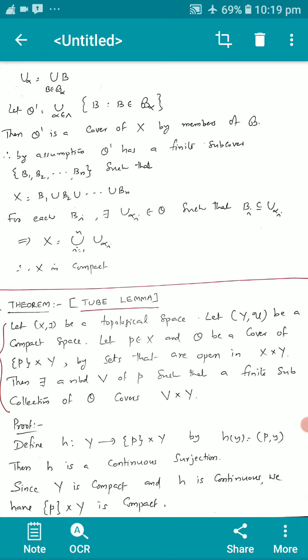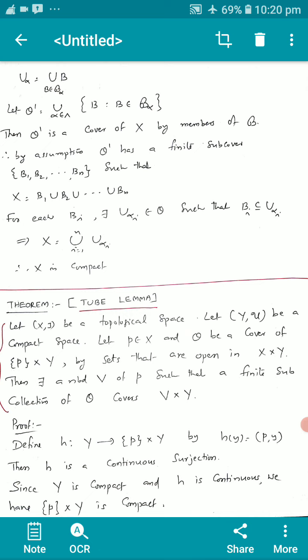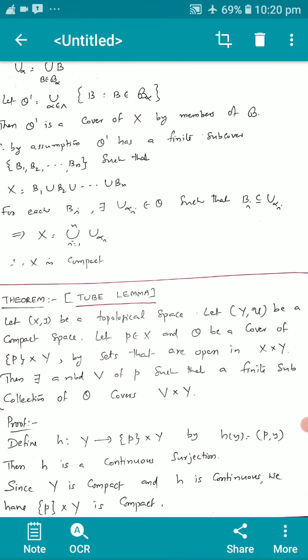We call it the tube lemma because a point P is taken and the other one is {P} cross Y. So in the cross product set {P} cross Y, you take any small y in Y and you get elements in the form of ordered pairs (P, y). For the fixed P there are different Y values, along the Y axis, so you can discuss it as a tube. That's why it is known as the tube lemma. You can see the proof of it.